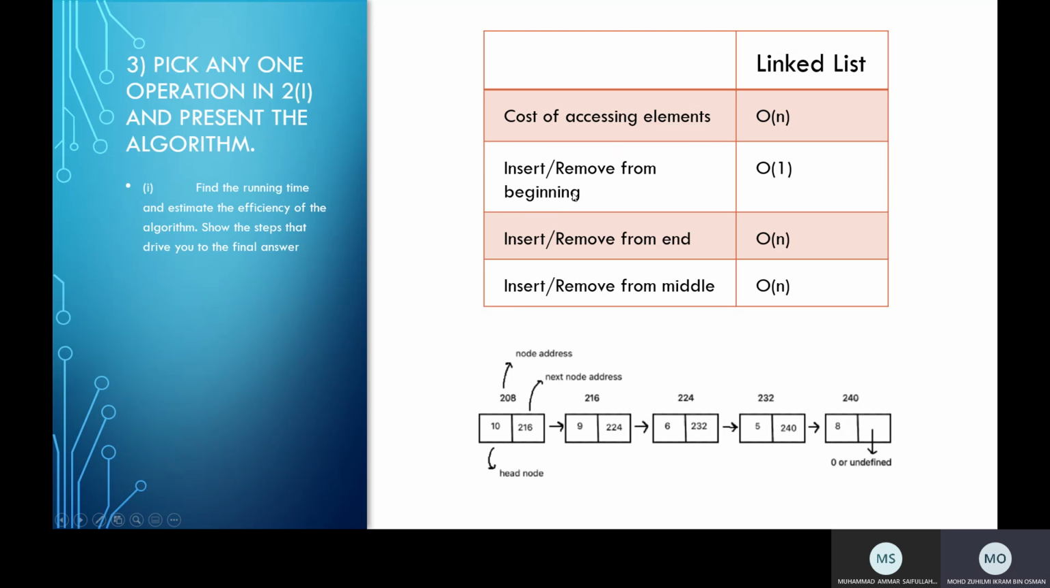So when inserting a new node into the beginning of the list, it only involves creating a new node with an address that points to the old head. So the time it will take to perform this is not dependent on the size of the list. This means that it will be constant time, or big O of 1. Inserting an element at the end of the list involves traversing the whole list.